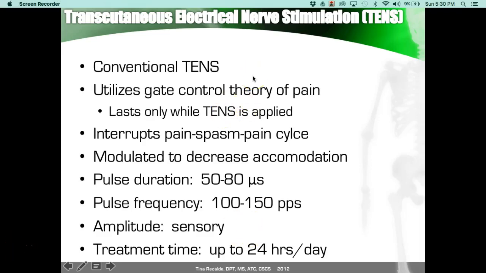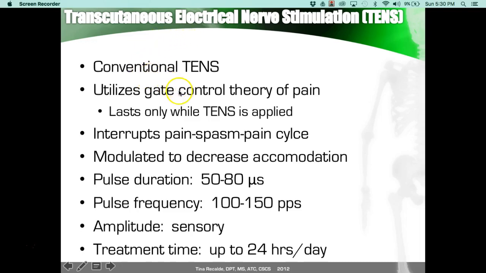Okay, now we're going to talk about TENS, transcutaneous electrical nerve stimulation. Technically, all electrical stimulation that we use is a type of TENS, but in our field of physical therapy we consider TENS, conventional TENS, as a sensory type of electrical stimulation. So that's how we'll use it here.